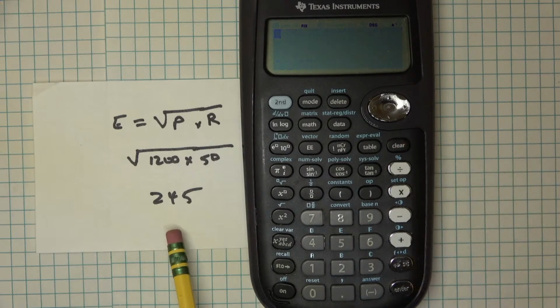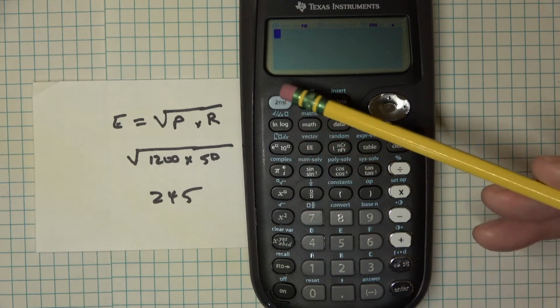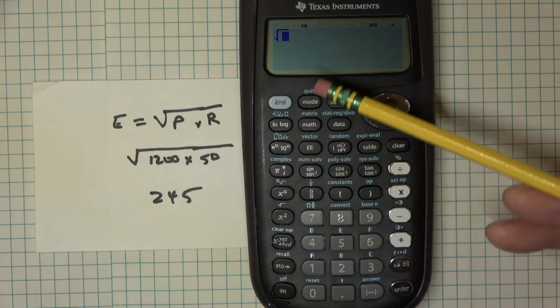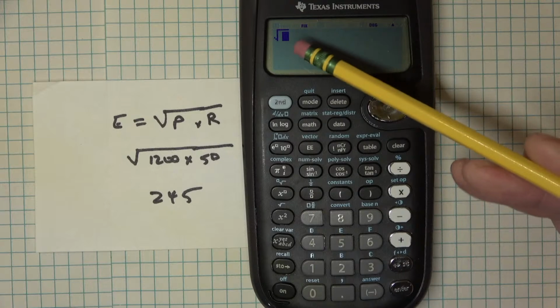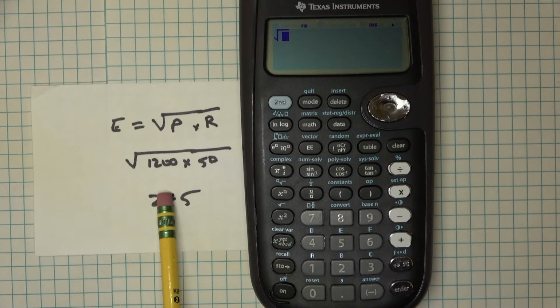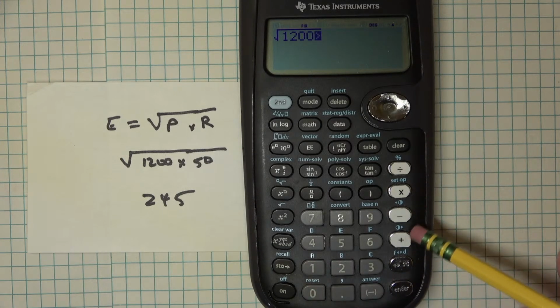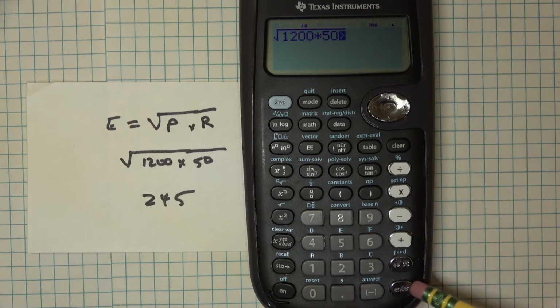Clear. Okay, now to work a square root problem, square root appears right above the x squared. Notice that it's blue. So you've got to press the second key, and then the x squared key to get the square root function. And like magic, we get a radical or square root symbol. And then we see where the box is blinking. Just put in 1200, the multiply key, 50. Then if we're lucky, we'll get about 245 volts.